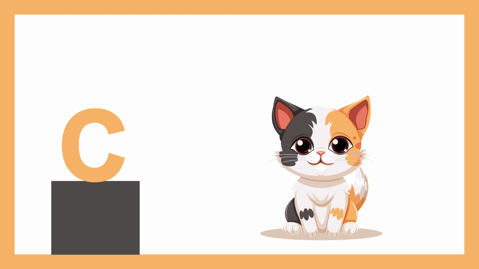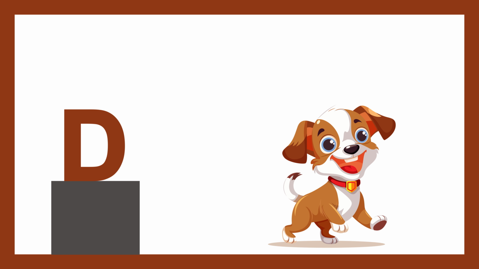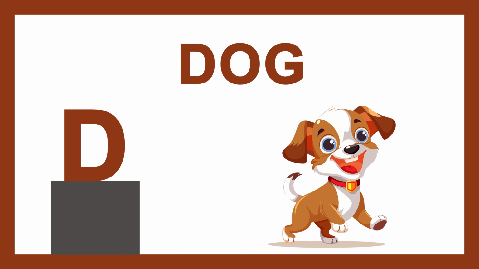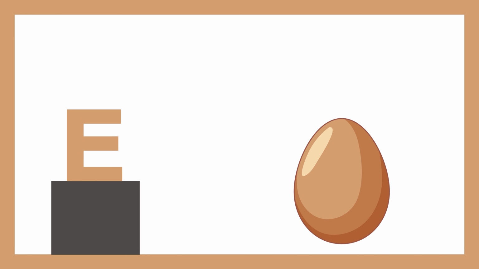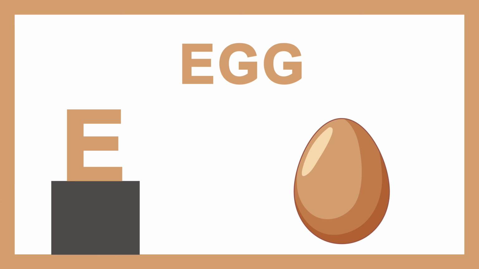C for cat. Let's spell it. C, A, T. Cat. Next letter is D. D for dog. Let's spell it. D, O, G. Dog. Next letter is E. E for egg. Let's spell it. E, G, G. Egg. Next letter is F.